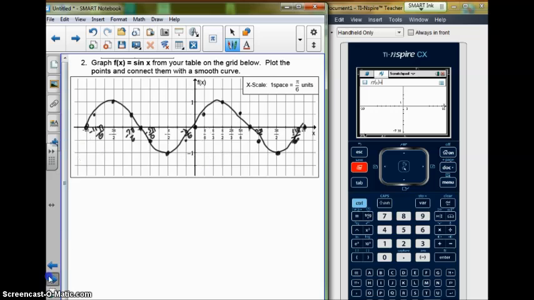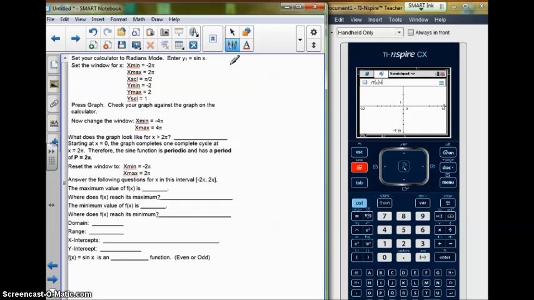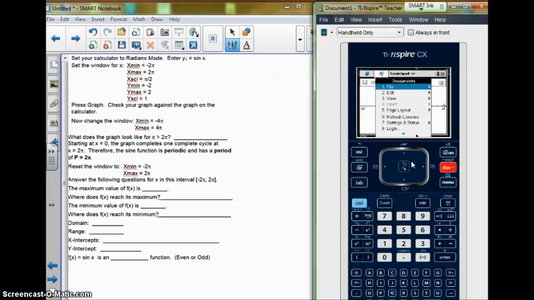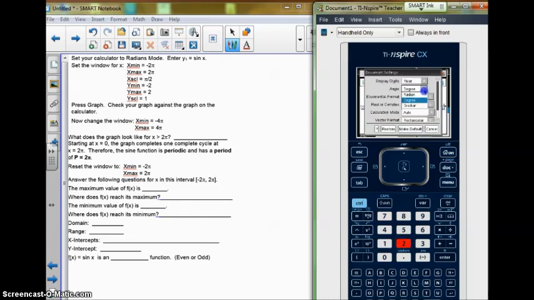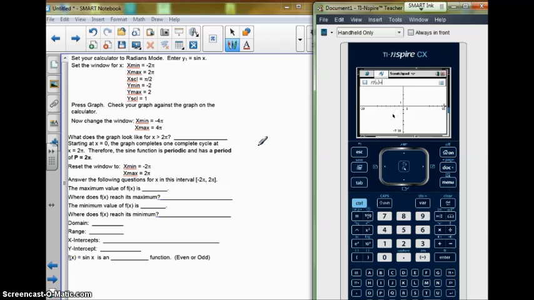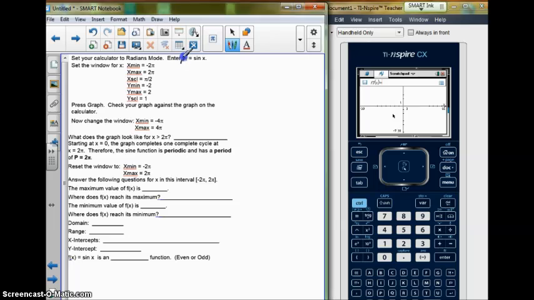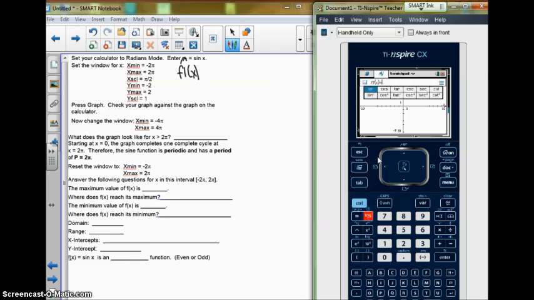So now let's answer some questions. Okay, so set your calculator to radians mode. Okay, so document settings 7.2, and we change from degrees to radians, and we're going to make that our default. Okay. All right, and then it says enter y1 with this particular calculator. We're actually going to have f1 of x equals sine x. Okay, so trig, sine, and then x, and enter.